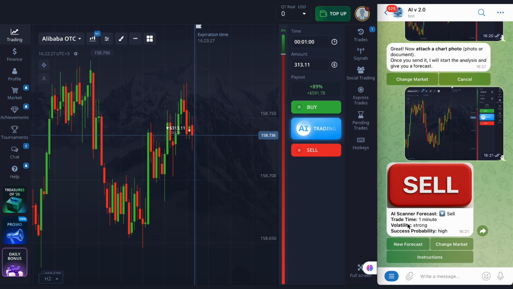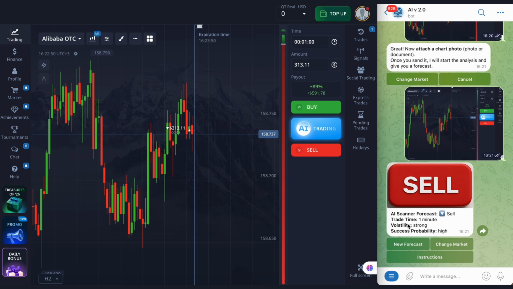26 seconds left on the timer. Buyers putting up a fight, dragging us back up. But we're gonna hold on and see how this is gonna turn out to be, ladies and gentlemen. We have just hit the 15 seconds mark and holding on tight, trusting the process, waiting to see how this is gonna turn out to be. On our timer we have 10 seconds left, ladies and gentlemen, waiting patiently as predicted by our AI screener.